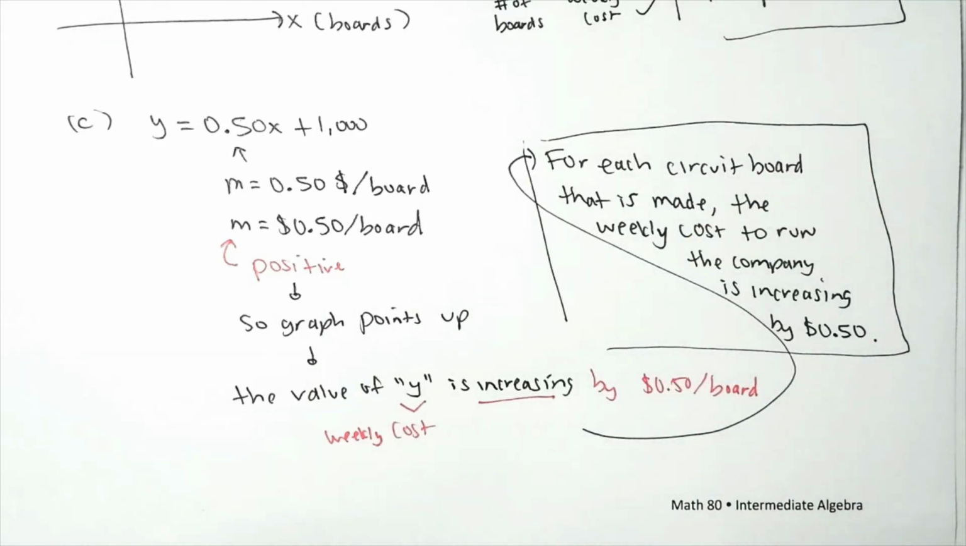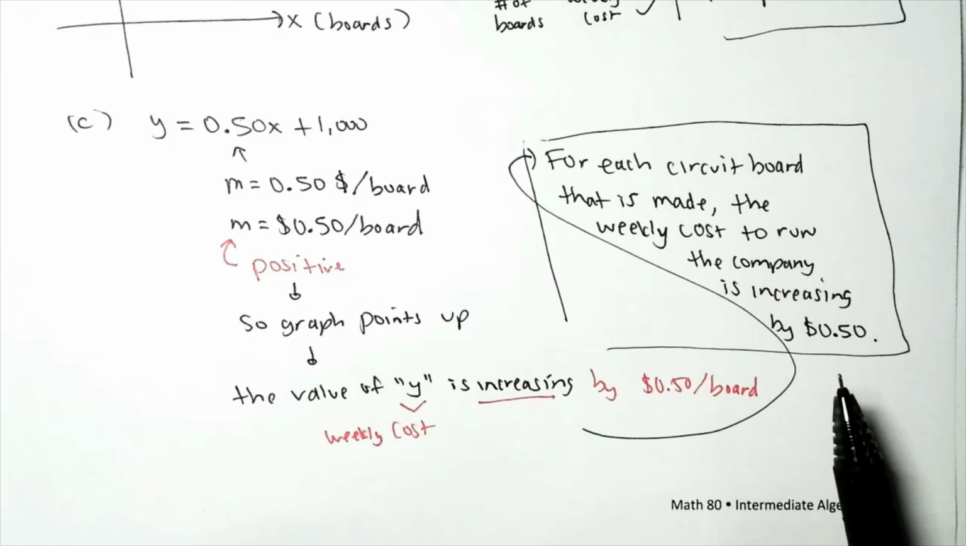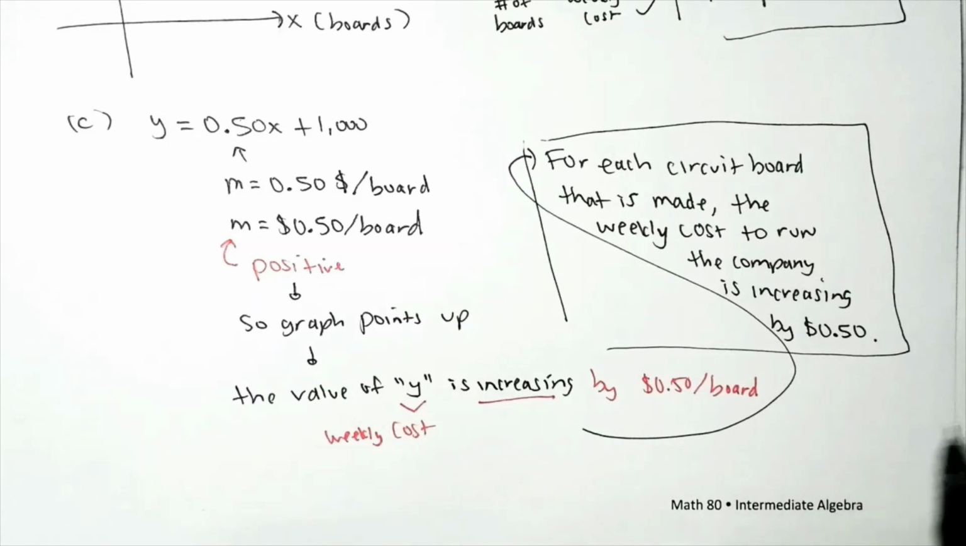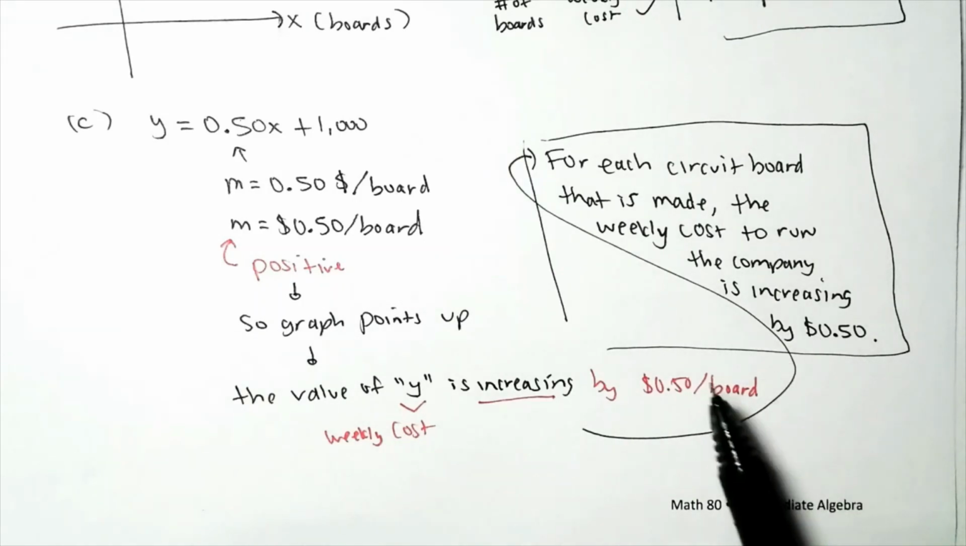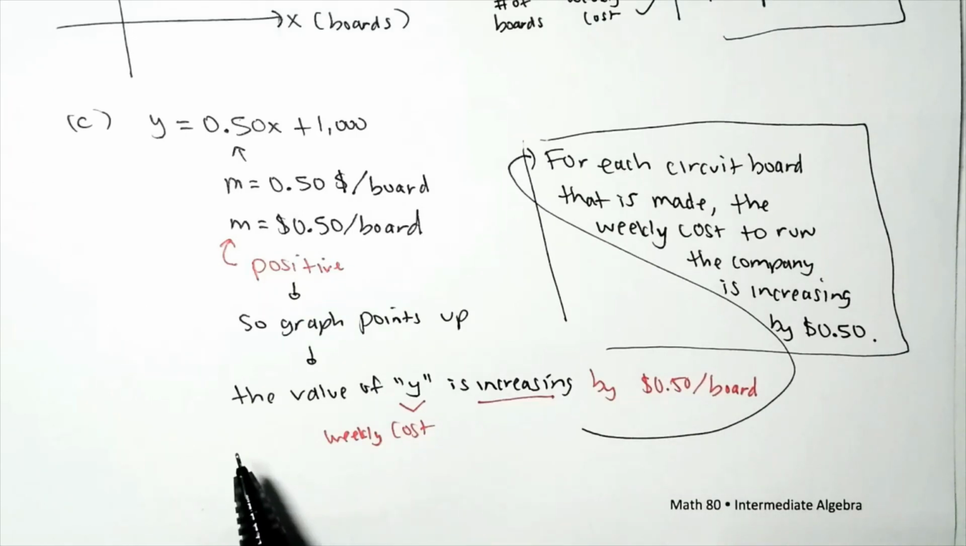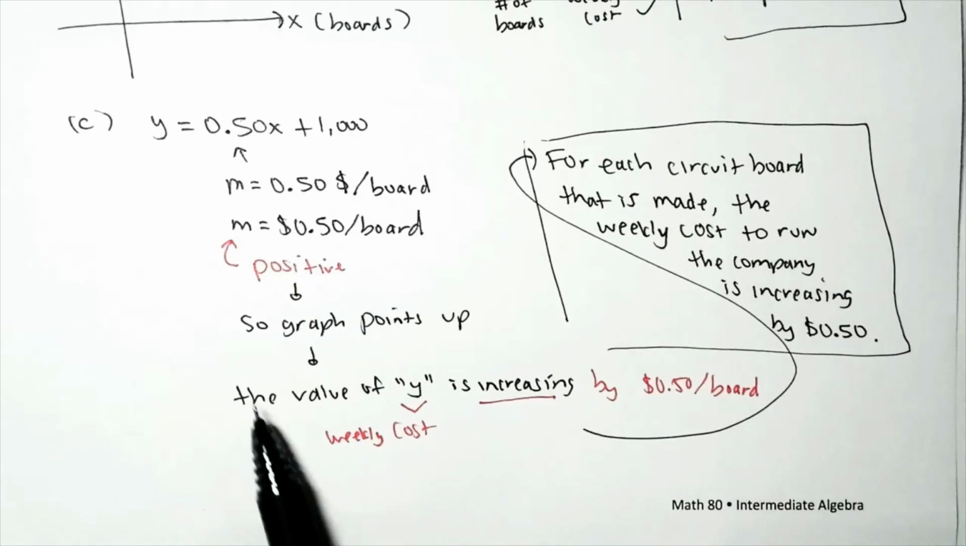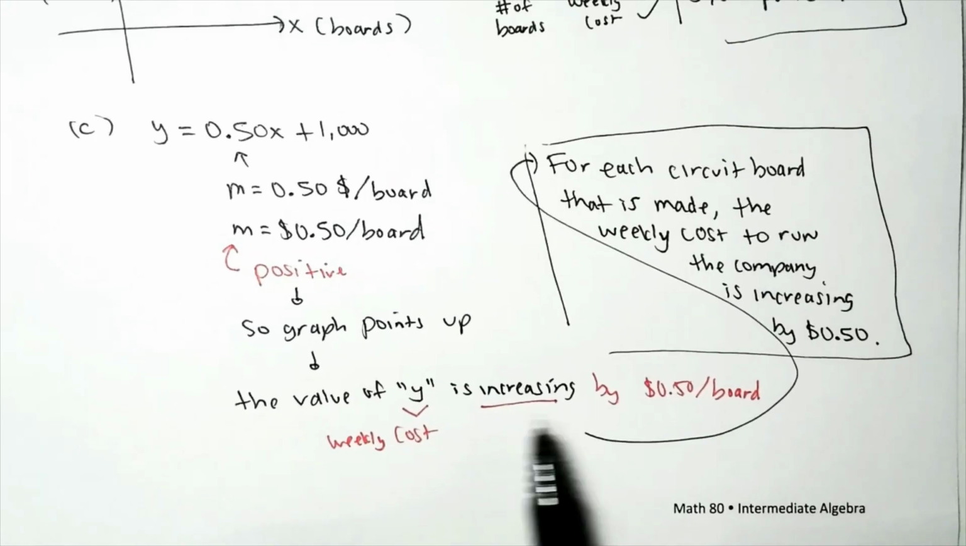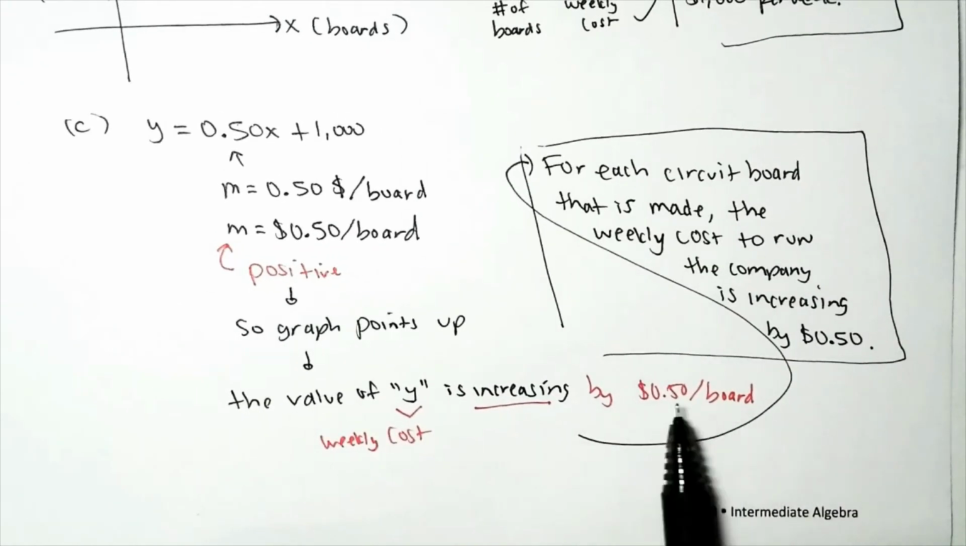Again, when it comes to writing your answer in a sentence, we don't all speak the same. I'm not expecting us to write the sentence in the same exact format. Write it however you want. I'm just looking for words like increasing, and I'm hoping there's 50 cents in there. If I read this from left to right, I will write this sentence: the slope tells us that the weekly cost is increasing by 50 cents per board, per circuit board.